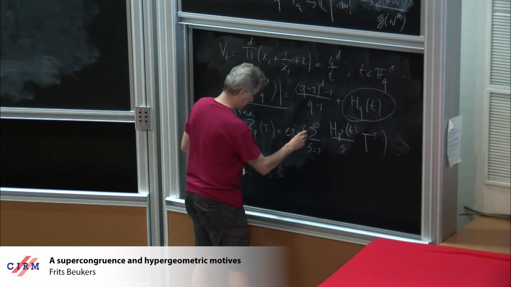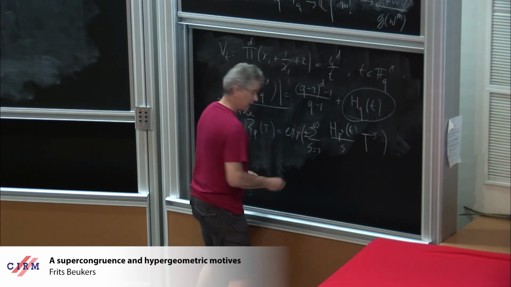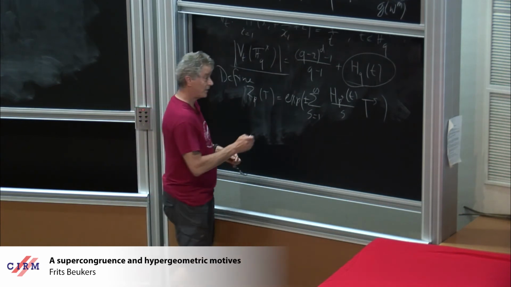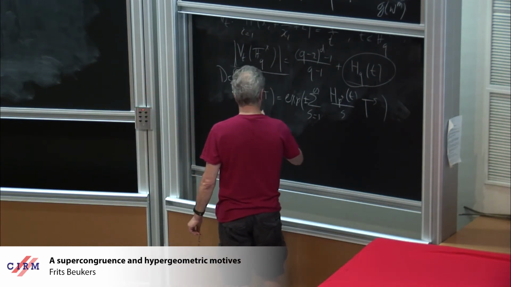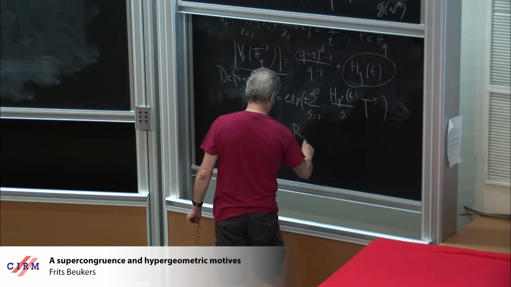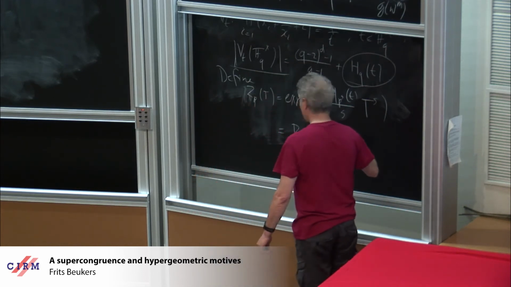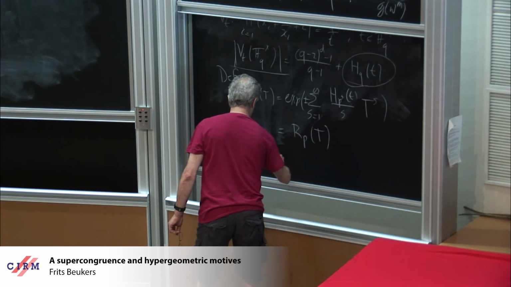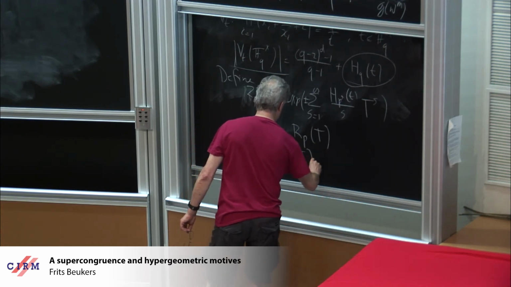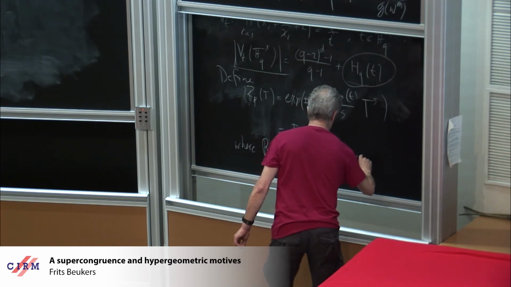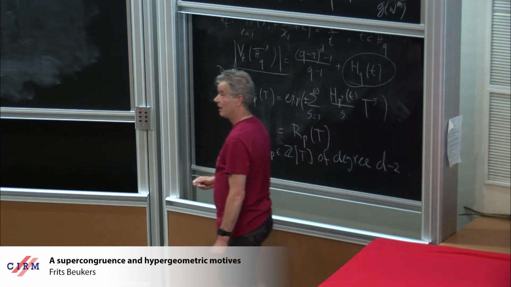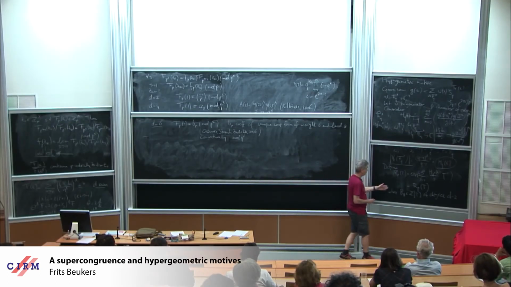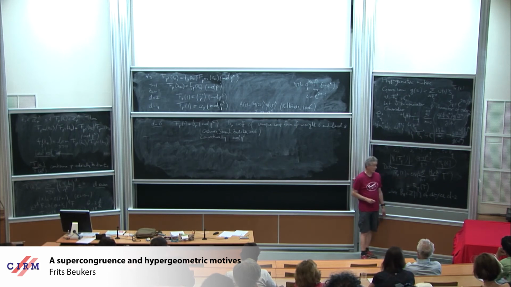I always forget whether I should take a plus or minus here, I'm not sure, so I'll just leave it like that. And then it turns out that this function will be this, where R_p is a polynomial in T of degree d minus 2. If d is odd, it's slightly different. And I have to make a small provision here. I'll tell you in a moment, but basically this thing is going to be a polynomial.